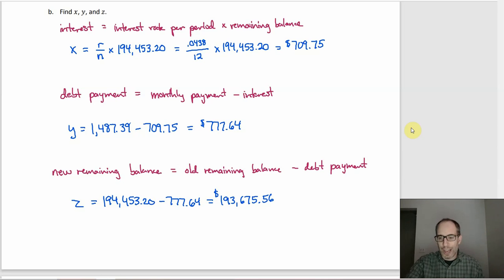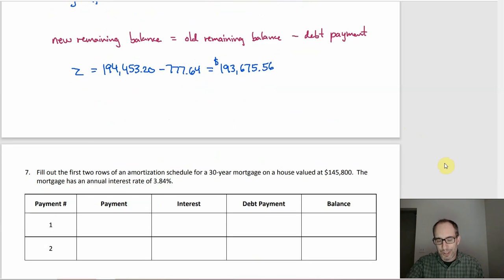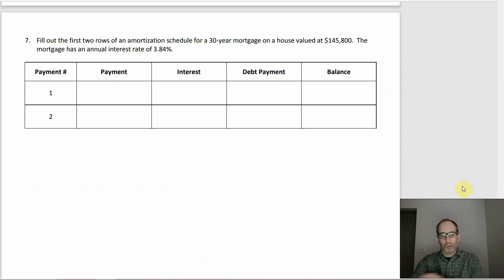Okay, last part, number 7, it's doing the whole thing. So I figured, even though there's not a question like this in the homework, if you can do the whole thing, you can do the individual parts, right? That seems like that makes sense. So that's what number 7 is. It's just doing the whole thing, where we know how long the mortgage is, we know the face value of the loan, the principal amount, that's the $145,800, and we ought to be able to do it from there. So let's see what we got.